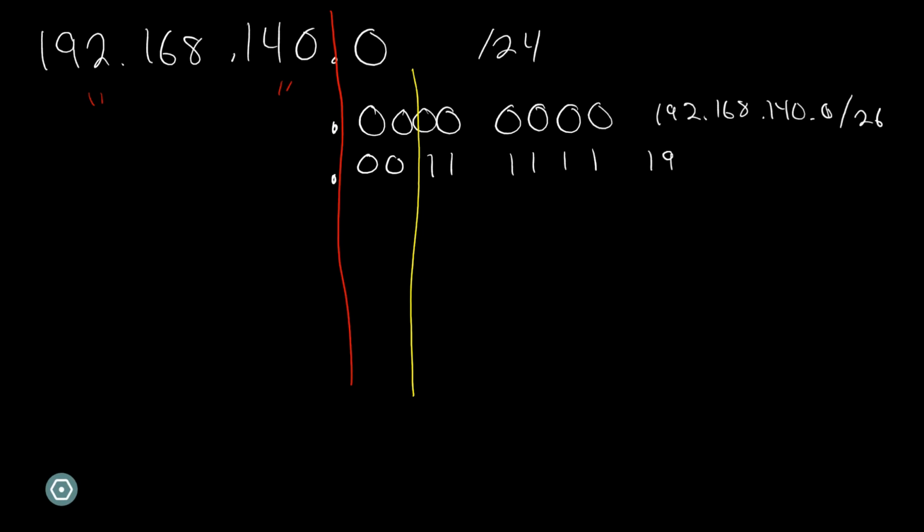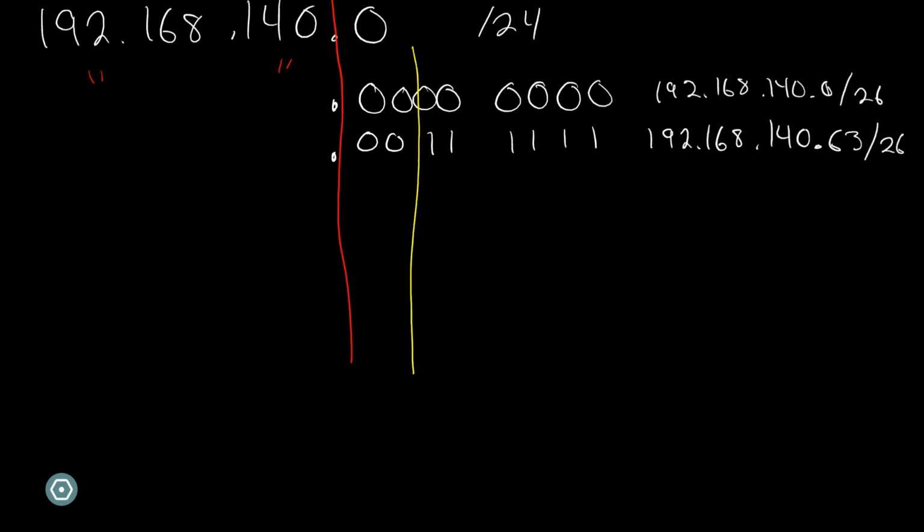We know we have a 192.168.140. This one's not going to be .0. It's going to be the binary address we have here with the 6 ones. So that's going to be .63, and that is also a /26 network. So this is our office subnet.